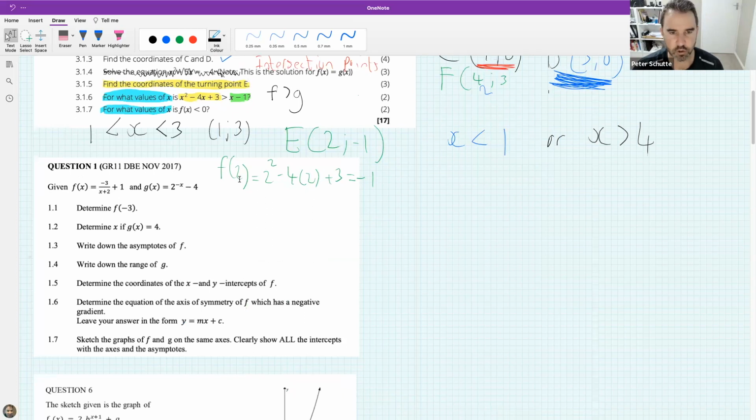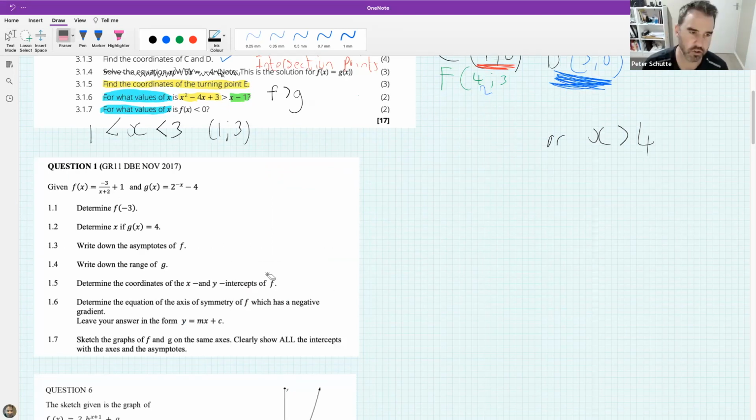So let's go and look at this question from 2017 from the Department of Basic Education exam. What I want you to do for me first is identify what type of function is f and what type of function is g. So tell me in the chat, what type of functions are we dealing with in this exam question?